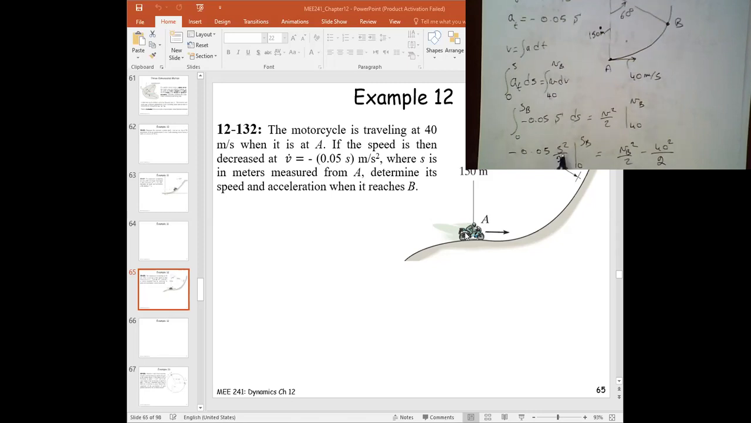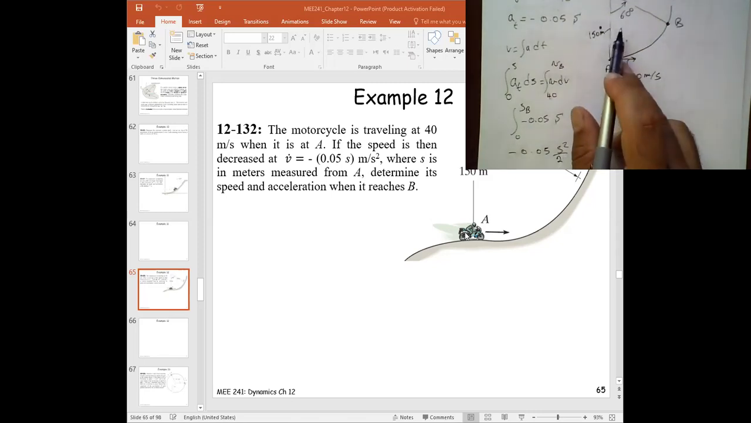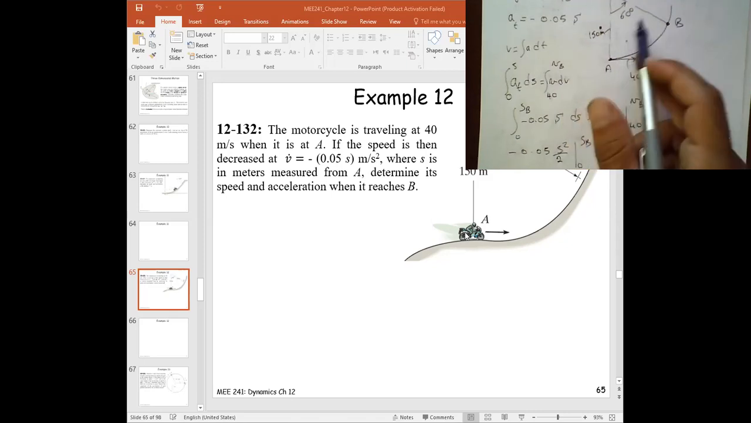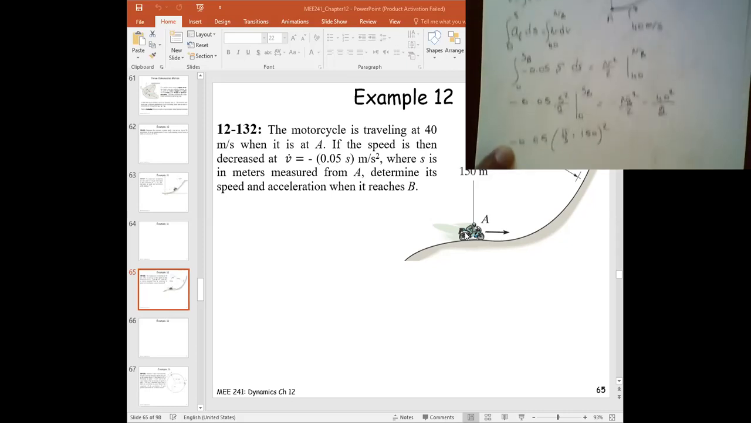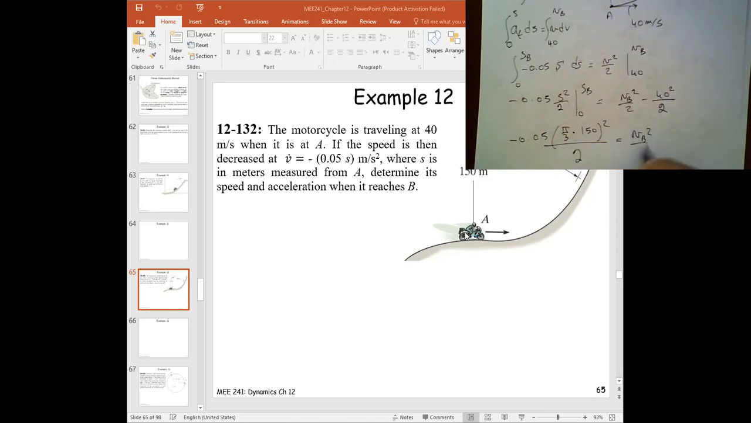Pi over 3 times 150. Exactly. You're going to multiply this in radians, right? It can't be 60 degrees, it has to be in radians. So pi over 3 times 150 gives us the length of the arc. So this is S squared, and then you divide this by 2. That's going to be equal to VB squared over 2 minus 40 squared over 2.